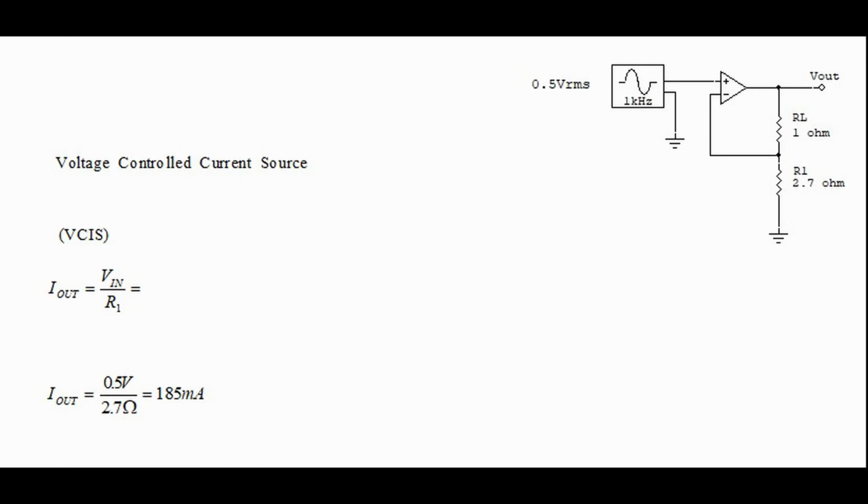This is called a voltage-controlled current source, where a known voltage must create a certain current through the load. Notice that the simple formula says that the current through the load depends on the input voltage and the value of R1, and it doesn't matter the resistance of the load.